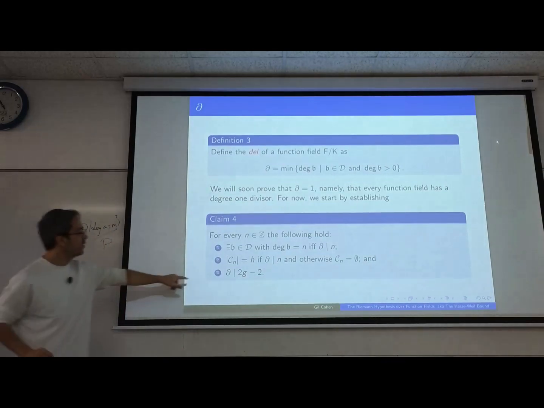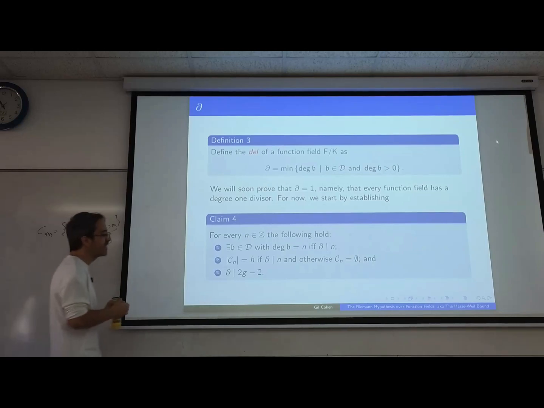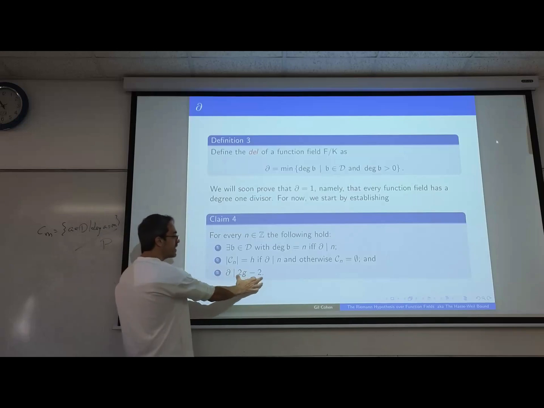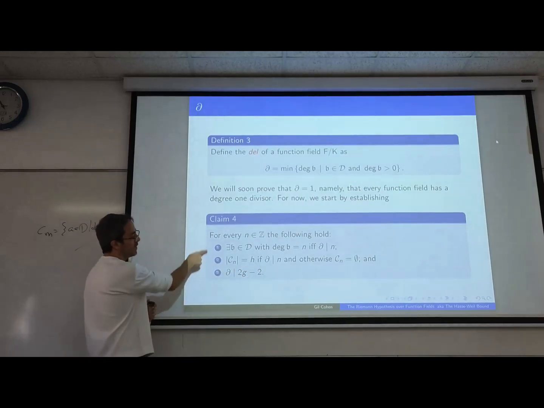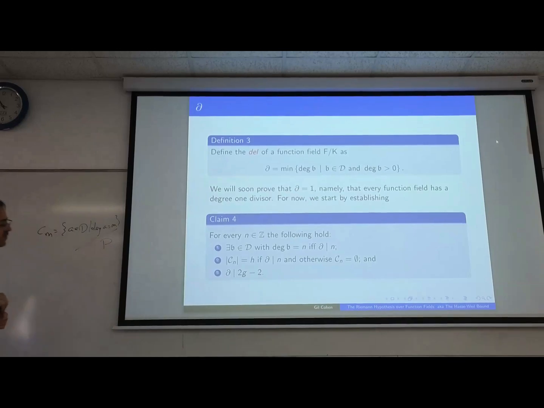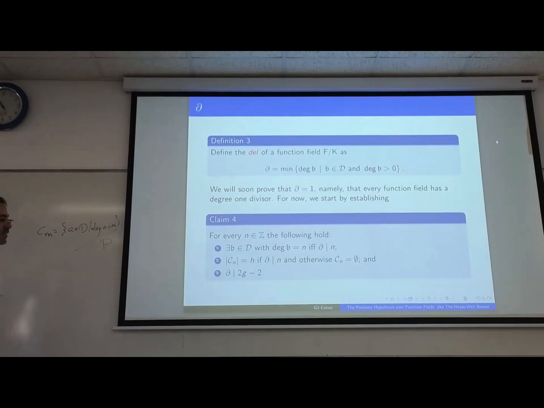Okay? And why is 3 true? I mean, what is 2g minus 2? Like, what's the number? Exactly, yes, good. So that's the degree of the canonical divisor. We know there is a divisor of that degree. And so by 1, we know that del divides that. Yeah, fantastic. Of course, del is 1, so that's not really needed, but at the end of the day, it's 1, not at the beginning.